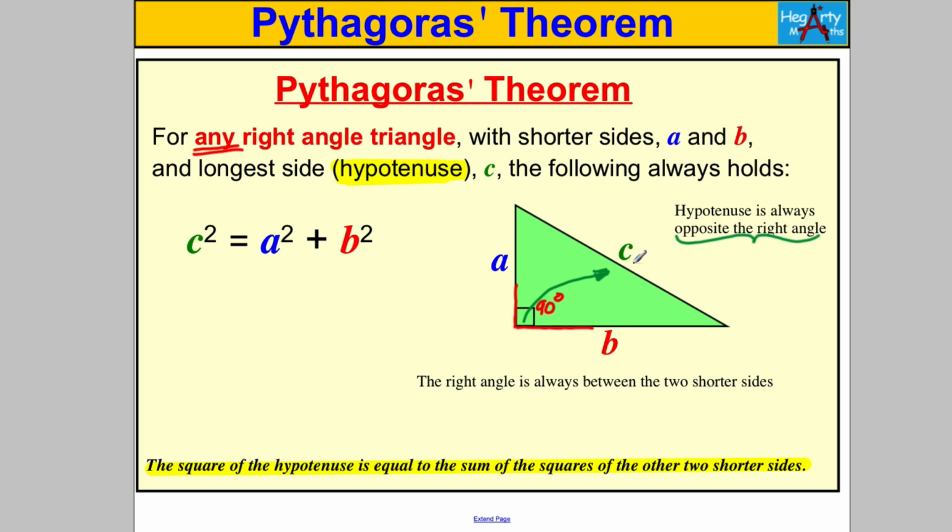But that's Pythagoras' theorem. The square of the hypotenuse, c squared, is equal to the sum of the squares of the other two sides, i.e. a squared, one of the shorter sides squared, add b squared, the other shorter side squared. And in the future videos we are going to apply this rule and use it in several cases.